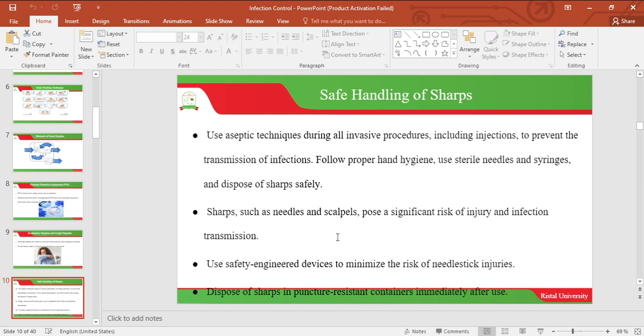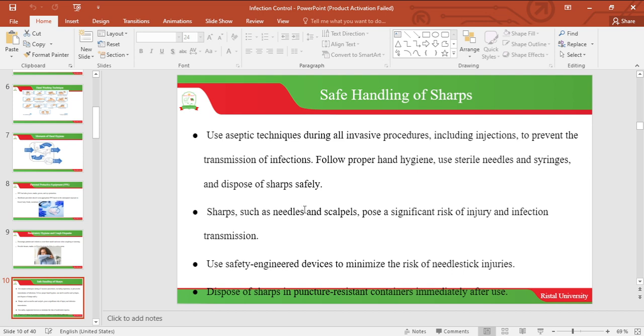Let's look at safe handling of sharps. Use aseptic techniques during all invasive procedures, including injections, to prevent transmission of infections. Follow proper hand hygiene, use sterile needles and syringes, and dispose of the sharps safely into a safety box.